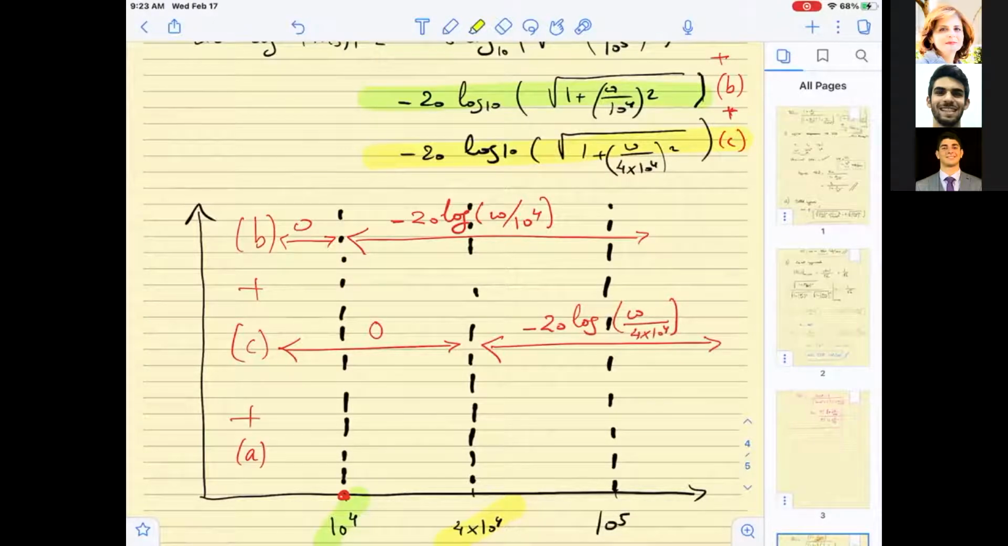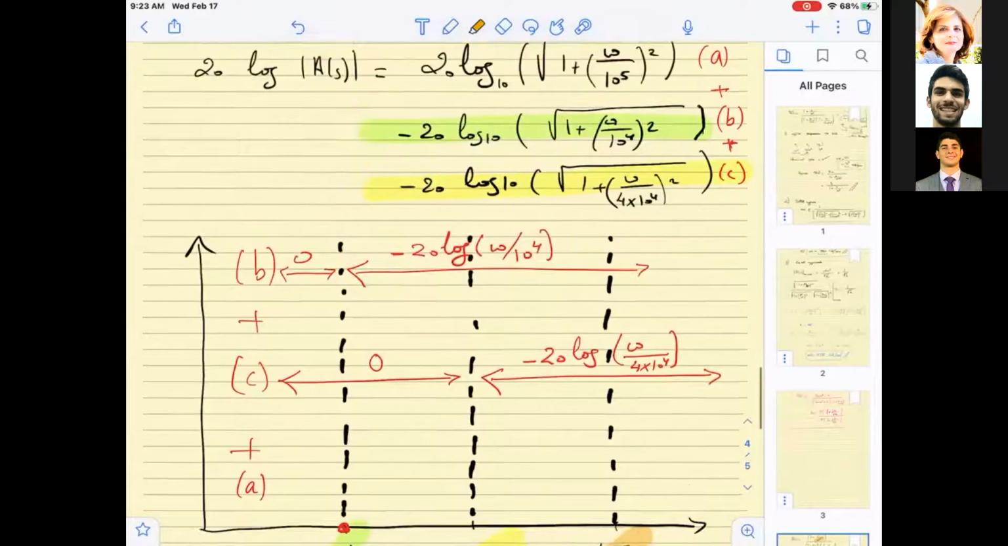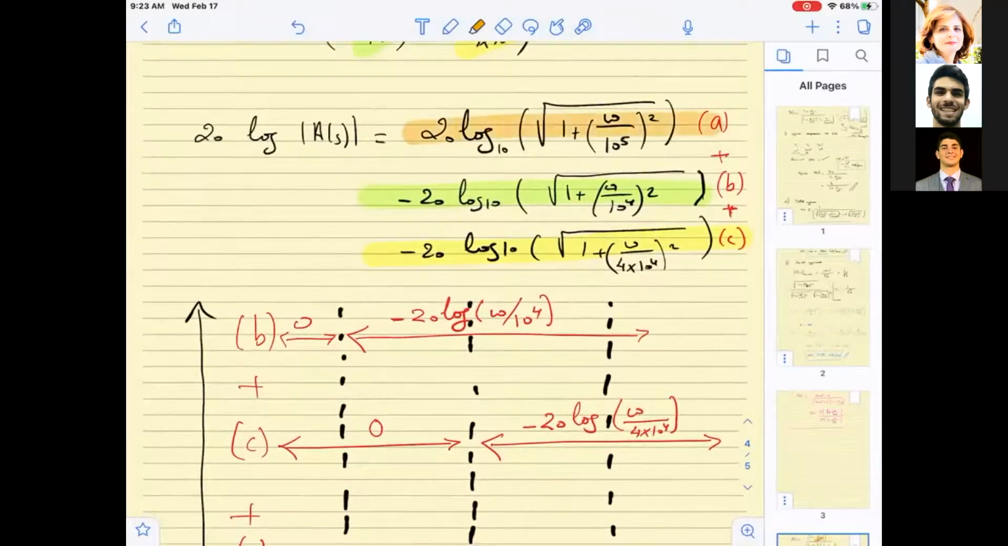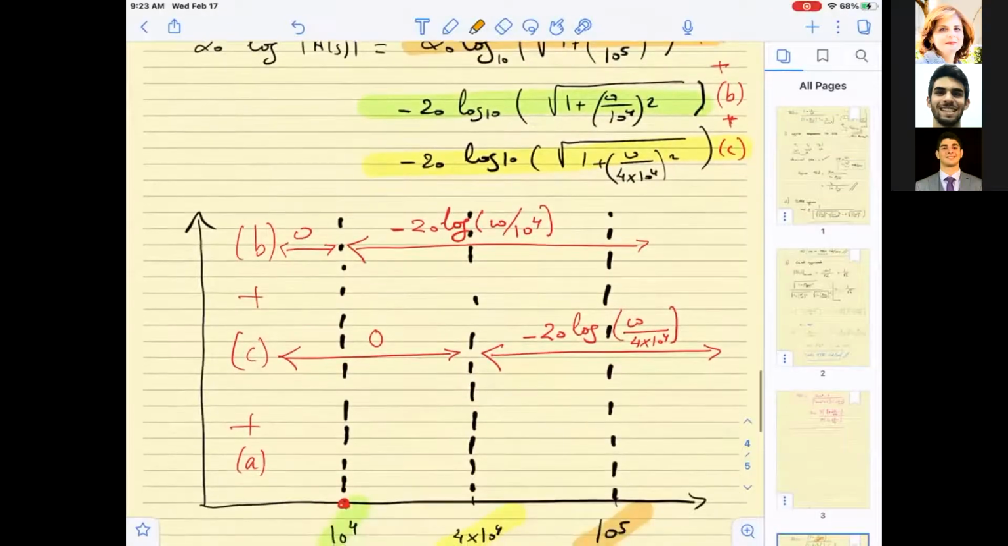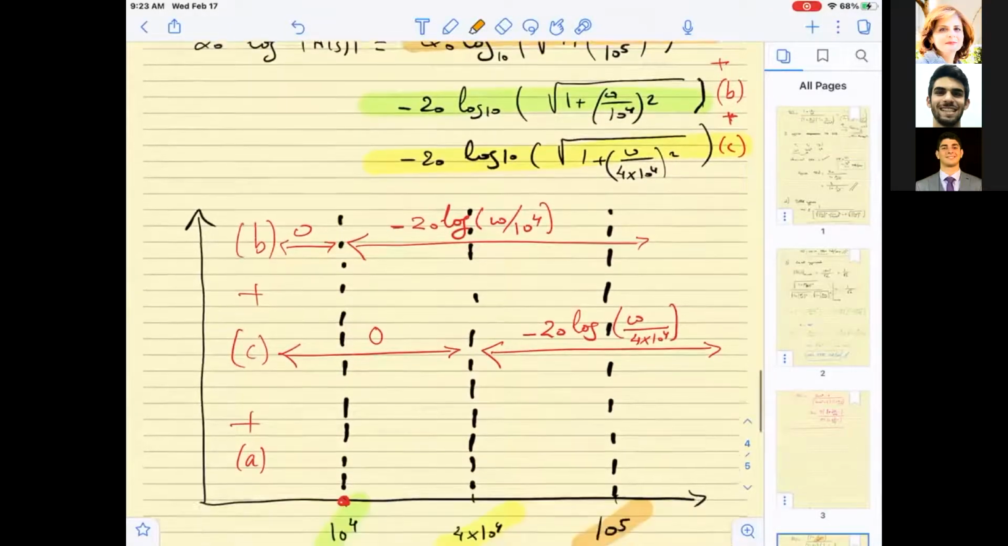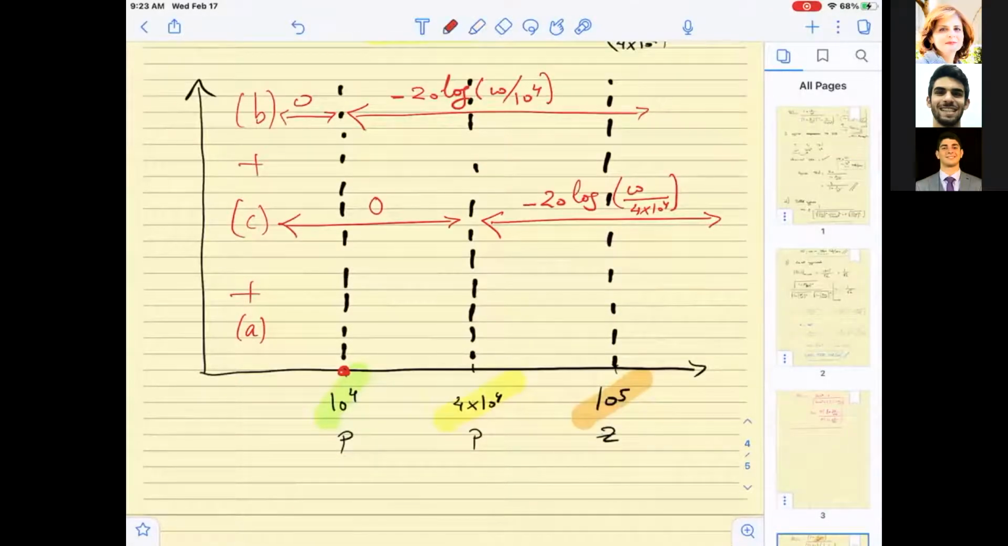What about the 0? The 0 is at 10 to the 5. It corresponds to the term A, okay? Its contribution is going to be 0 all the way until I hit the 0, and its contribution from there on is going to be 20 log of omega over 10 to the 5.